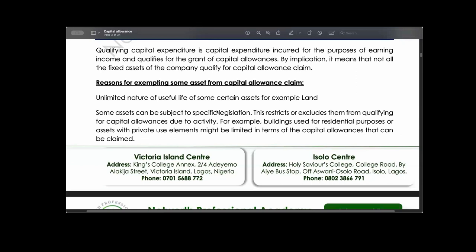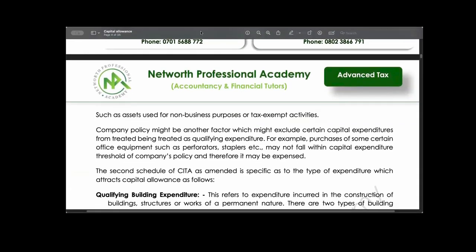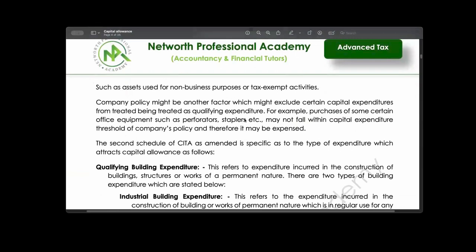So it's not going to be part of our qualifying capital expenditure. Now, don't forget also that one of the conditions for granting capital allowance, we said expenditure must be incurred. Number two, the purpose of the utilization of the assets must be for the purpose of generating taxable income. Therefore, if an asset is not incurred for the purpose of generating taxable income, such an asset shall not qualify for capital allowance. Company policy might also affect an asset from enjoying capital allowance. Perforator, stapler. Another company might say less expenses, so it should not qualify for capital allowance.